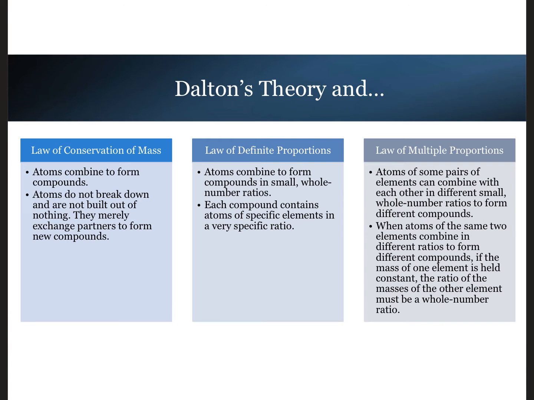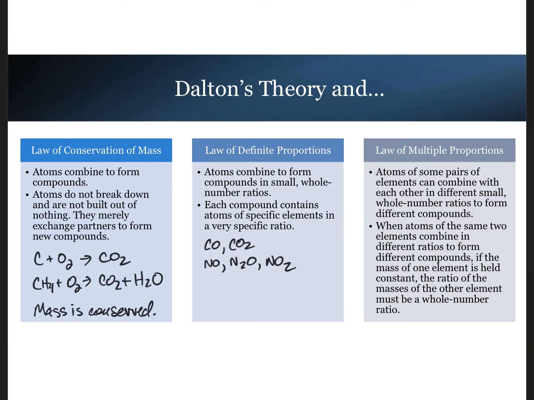The law of conservation of mass demonstrated atoms combine to form compounds, and atoms do not break down and are not built out of nothing. They merely exchange partners to form new compounds. Therefore, mass is conserved during a chemical reaction. The law of definite proportions demonstrated that atoms combine to form compounds in small whole number ratios, and each compound contains atoms of specific elements in a very specific ratio. Thus, all samples of a pure compound have identical proportions by mass.